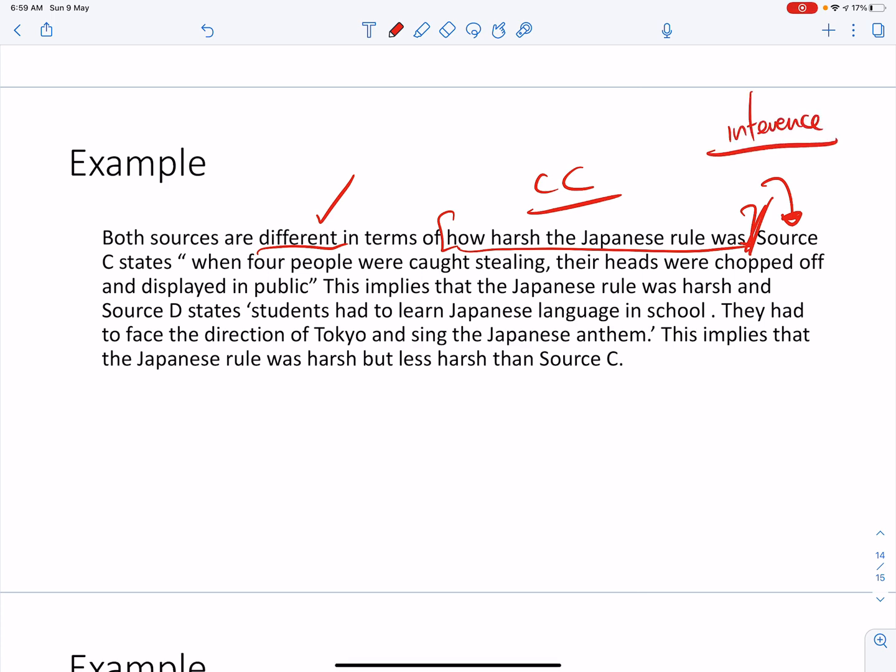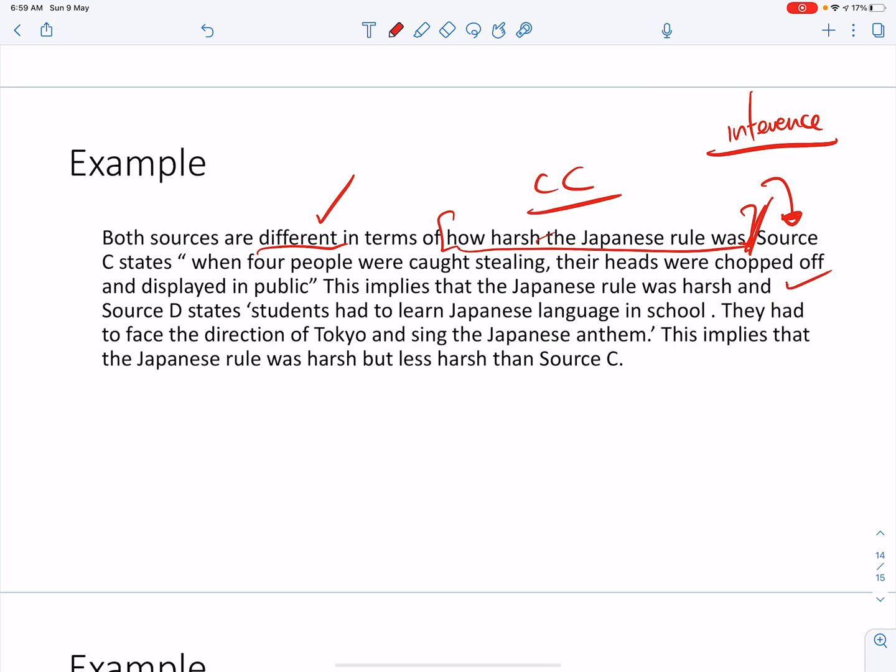C tells me in terms of harshness they were harsh, while D tells me in terms of harshness they were more kind-hearted, more caring towards the people. Instead of jumping straight to listing the evidence, right, give me the two inferences first before you jump to your evidence. Anyway, moving on. Let's look at this evidence. When 4 people were caught stealing, their heads were chopped off and they were displayed in public. This implies Japanese rule was harsh. Okay, I will accept this.